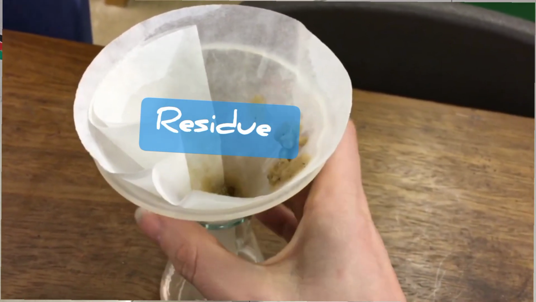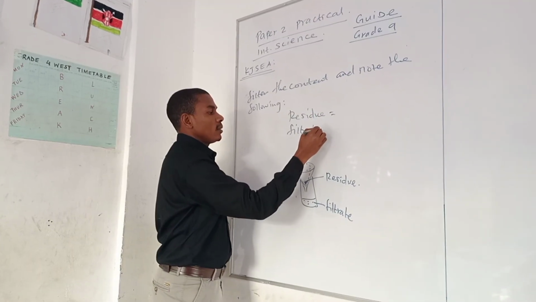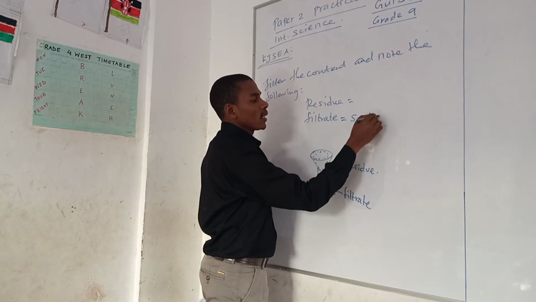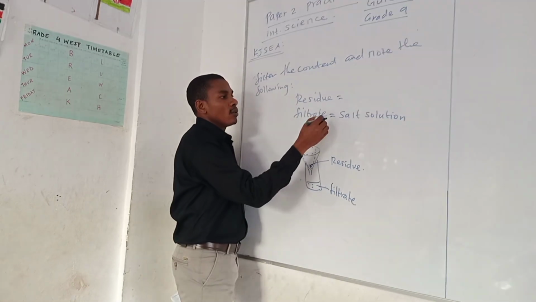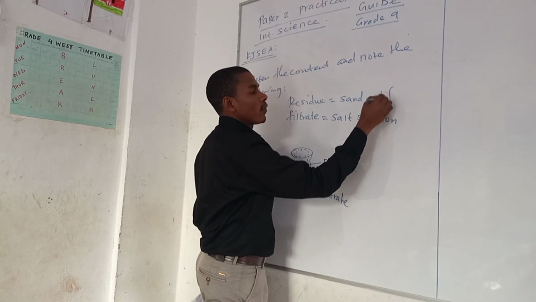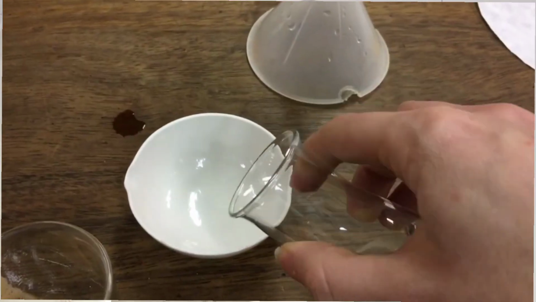So they are telling us, filter the contents and note the following: the residue and the filtrate. So the filtrate is salt solution. Then the residue will be sand and flour. I'm sure we are together.